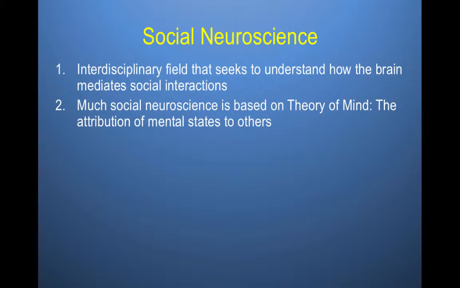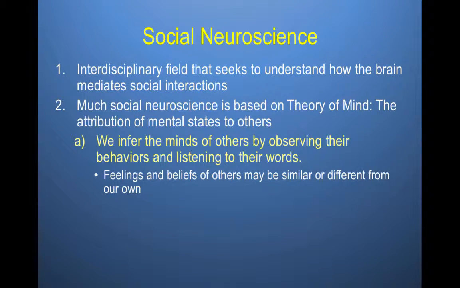Another very hot field right now is social neuroscience. This is an interdisciplinary field that seeks to understand how the brain mediates social interactions. Much of social neuroscience is based on theory of mind, and this is the attribution of mental states to others. This builds on the mirror neuron theories that we talked about in the last video. What is particularly important about theory of mind in the context of social neuroscience is that we infer the minds of others by observing their behaviors and listening to their words.